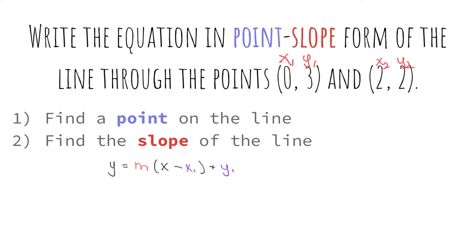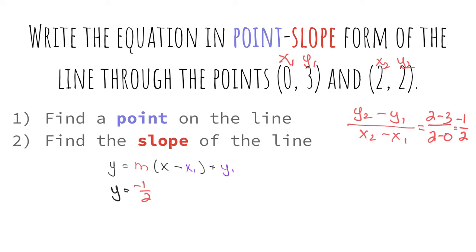So if you think of it like this, our formula is y2 minus y1 divided by x2 minus x1. So in this case, it is going to be 2 minus 3 divided by 2 minus 0. That's going to give us -1 over 2 for our slope. And we're going to plug that in there. We have y equals -1/2 times x minus 0, plus 3, using that first point there. Of course, this simplifies, and you might recognize this as your y-intercept.